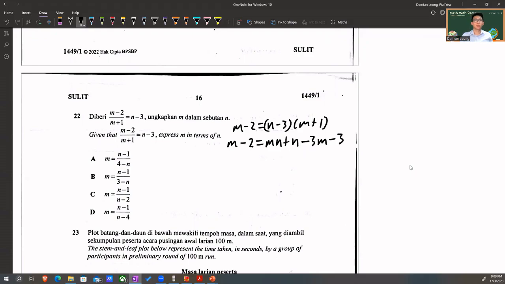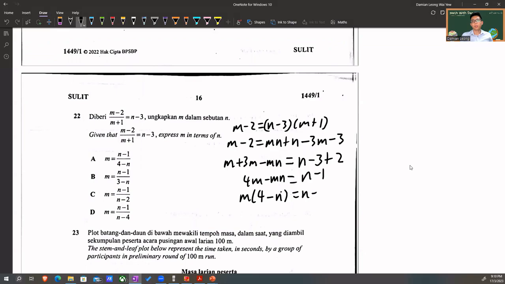Put all the m on the same side. Okay. So let's say I keep this m, bring over this, minus 3m becomes plus 3m, positive mn becomes minus mn. Equals n minus 3, this one minus 2, opposite plus 2. So n minus 1. m plus 3m is 4m. I can factorize the m: (4 minus n) equals n minus 1. So m is (n minus 1) over (4 minus n). Yeah. Answer A.